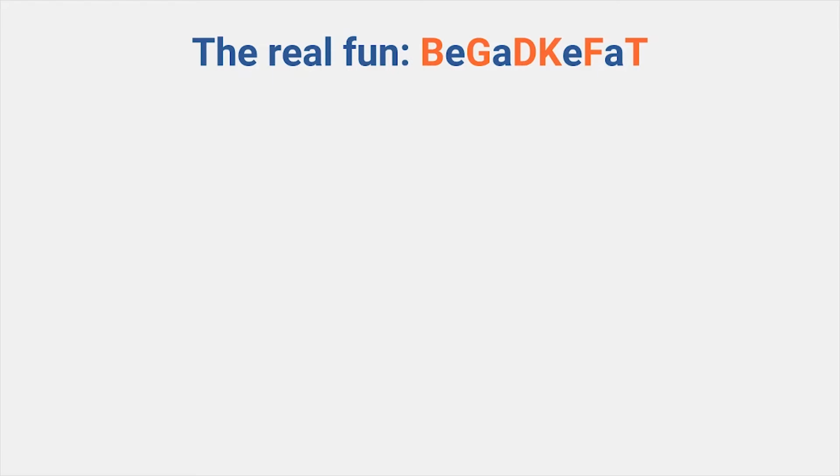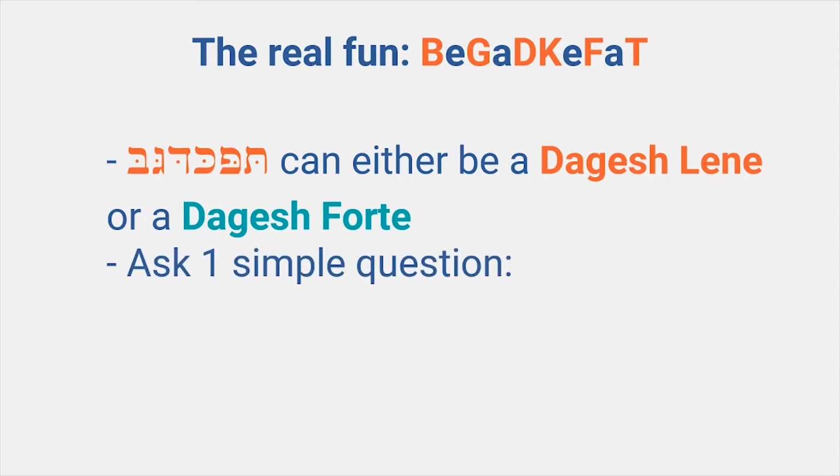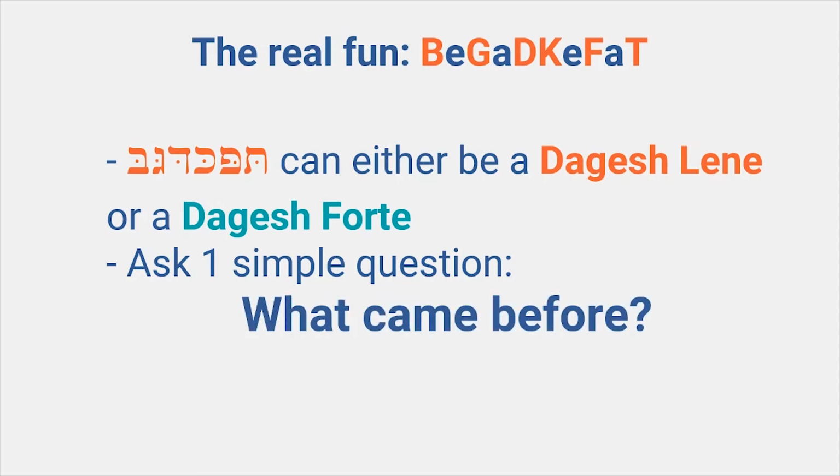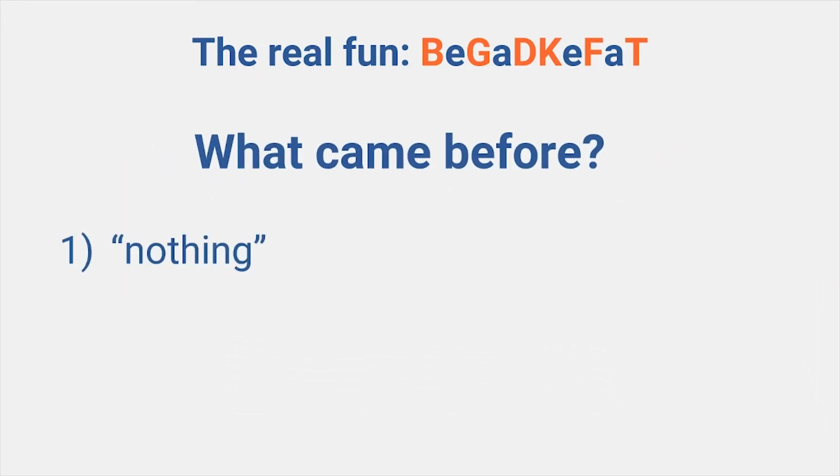Okay, and now we go to the BeGaDKeFaT letters. And this is where the real fun begins. Because if a BeGaDKeFaT letter has a Dagesh, it could be either a Dagesh Lene or a Dagesh Forte. And there is a relatively simple trick to distinguish between these two. And you have to ask one question. What comes before? And if you ask this question, there are three possible answers.